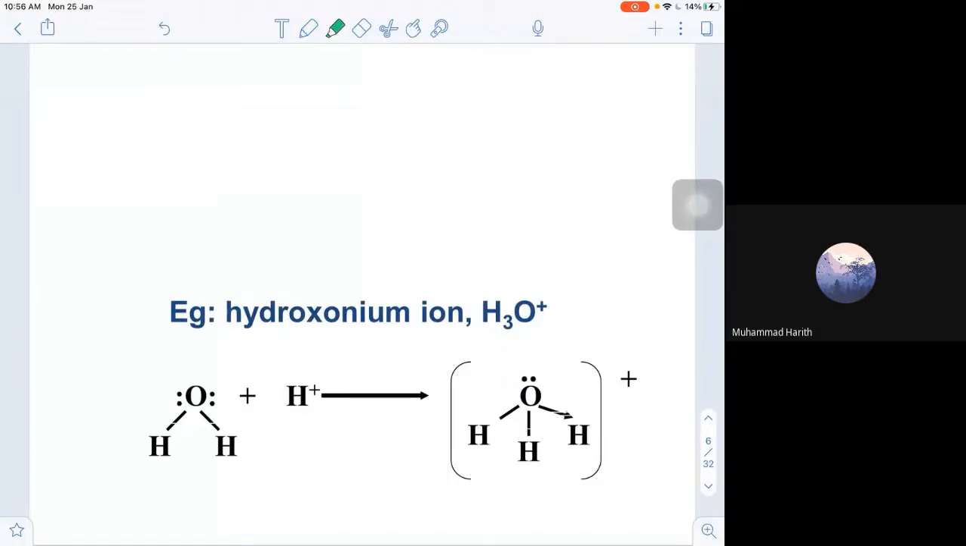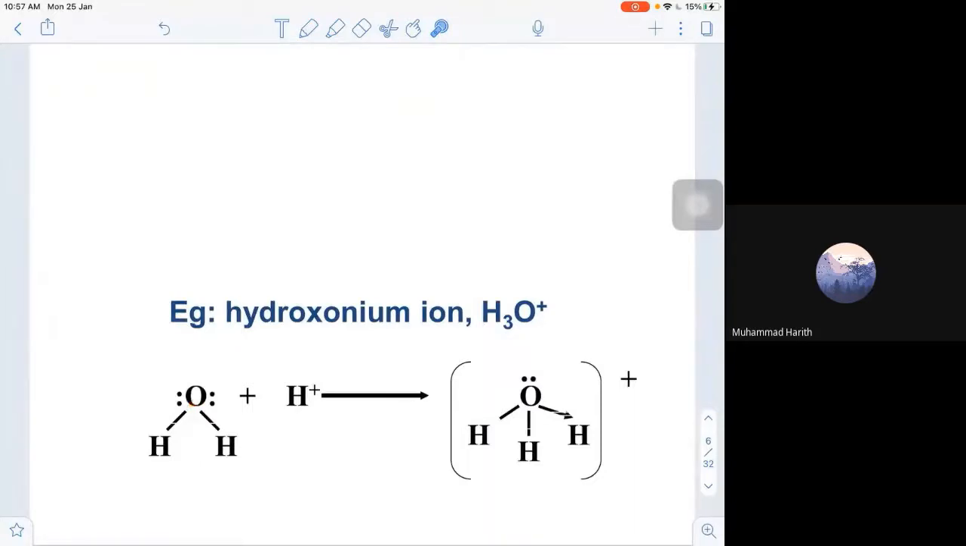If we look at this hydroxonium ion, H3O+, this is its structure. It is formed when H2O reacts with H+. When they react, they form a chemical bond. We know that hydrogen has only one valence electron. When it turns to H+, it has lost one electron, so it has no electron to be shared with the oxygen.